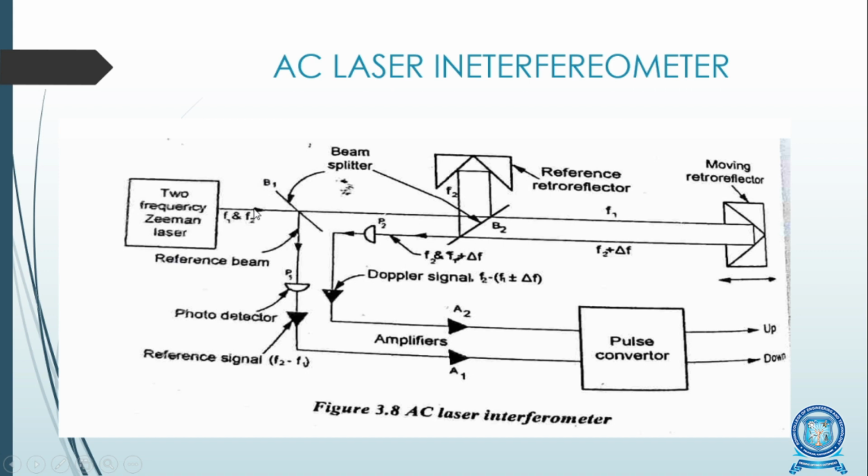Likewise, from beam splitter 1, the vertical beam moves to the photodetector, which receives the signal from the beam splitter and converts it into an electrical signal, and we get it as the reference signal F2 minus F1. It moves as a low input signal to the amplifier, converts into a high output signal and moves to the pulse converter, and it extracts the change in frequency as delta F of both the signals. So this is the working of the AC laser interferometer.